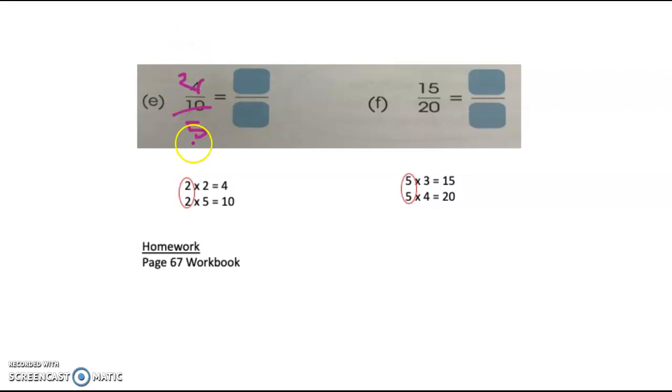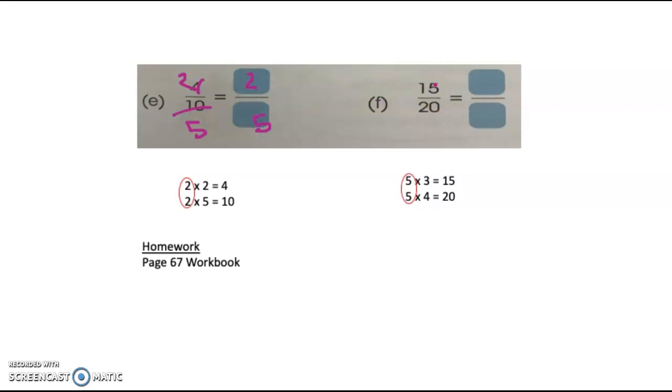So do you think 2 and 5 still belong to some number as their multiples? 2 times, no. 3 times, no. Of course not. So that's the simplified fraction. Right, now this 15 over 20.